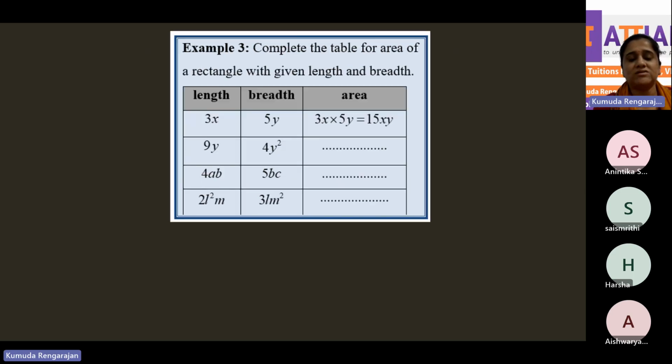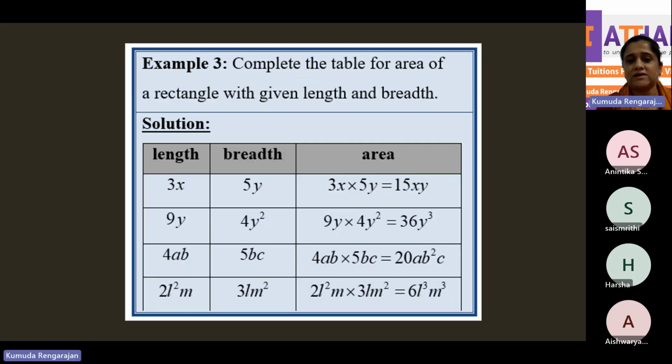The question, what is the question? This is the answer. What's the question? You'll have to fill in the blanks. In the Area column, the first one is done for you. The others you'll have to complete. All right. So that is what you should see here.